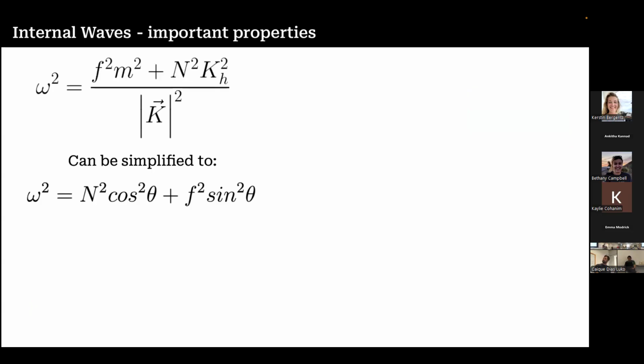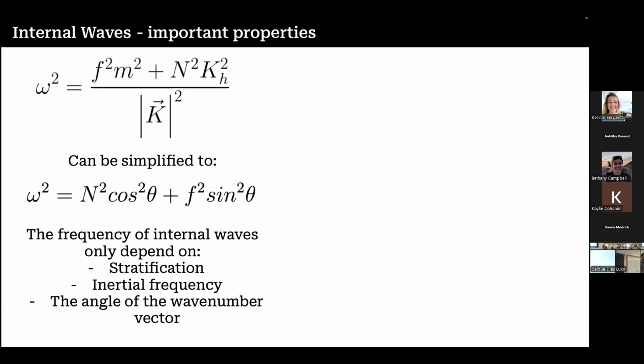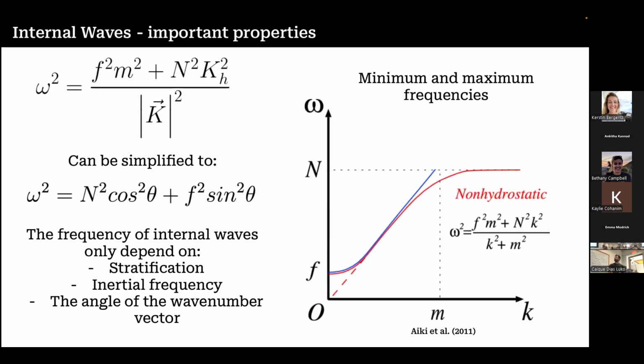First one, we can further simplify this dispersion relationship to this equation, where now, instead of having all the wave numbers, we're going to have the dispersion relationship vary in terms of this angle theta, which is basically the angle of the wave number with the horizontal plane. And then our internal waves are going to depend only on stratification, inertial frequency, and the angle of the wave number vector. With those three things, you can find the frequency of the internal waves.